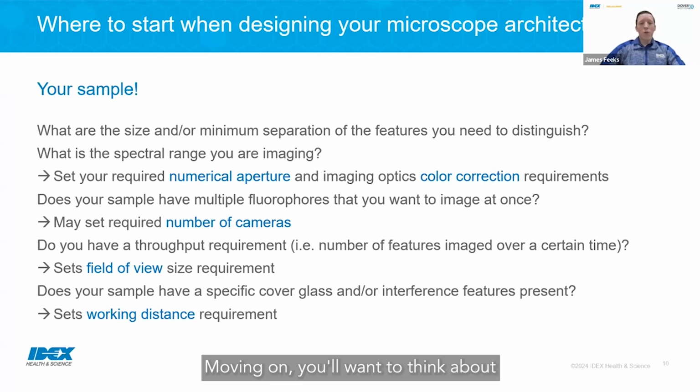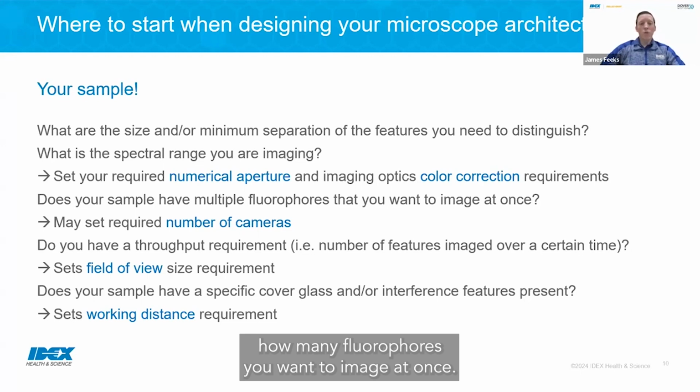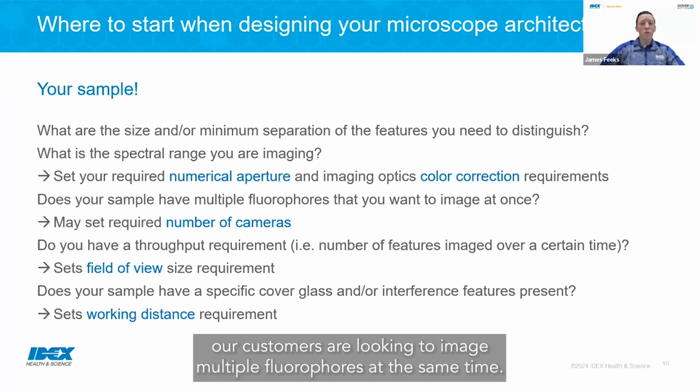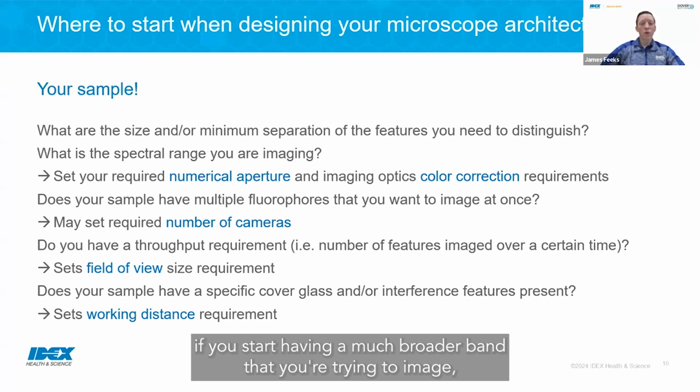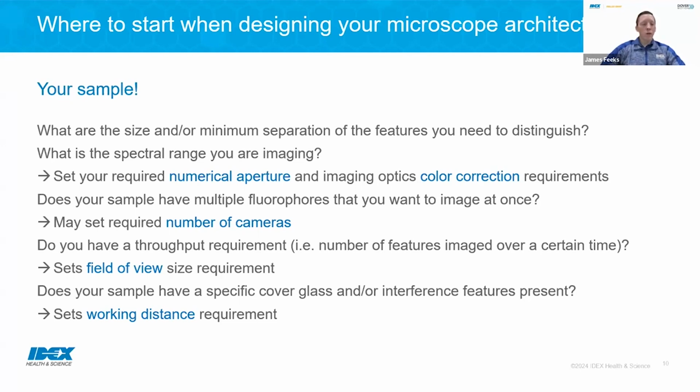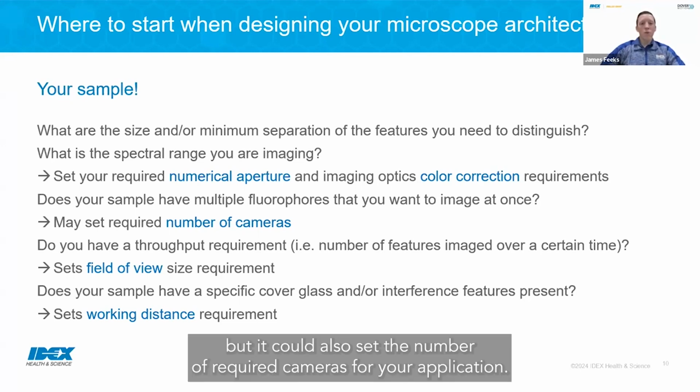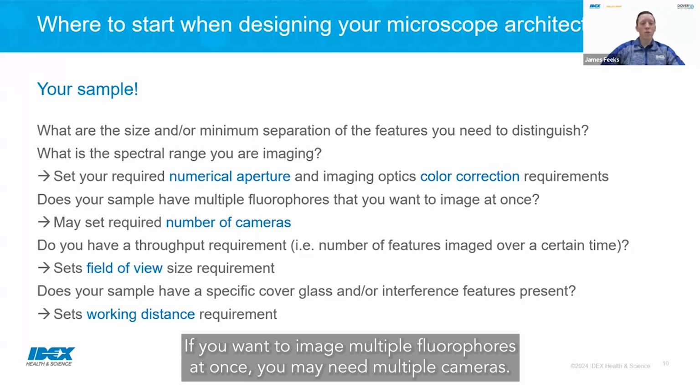Moving on, you'll want to think about how many fluorophores you want to image at once, since in some cases, our customers are looking to image multiple fluorophores at the same time. Not only is that going to set our color correction requirements if you start having a much broader band that you're trying to image, but it could also set the number of required cameras for your application. If you want to image multiple fluorophores at once, you may need multiple cameras.